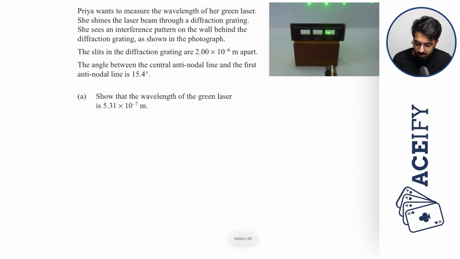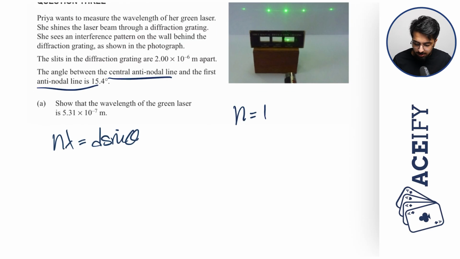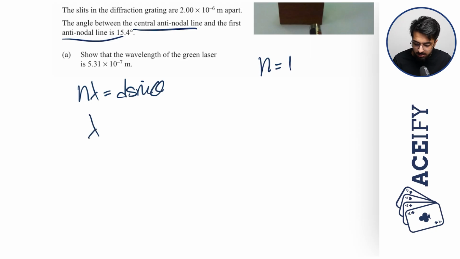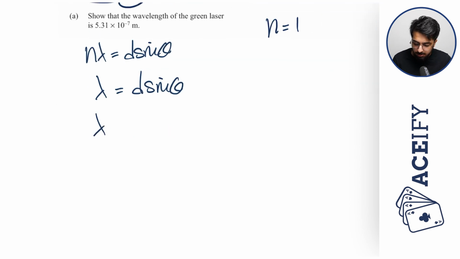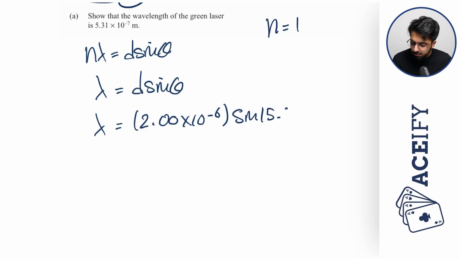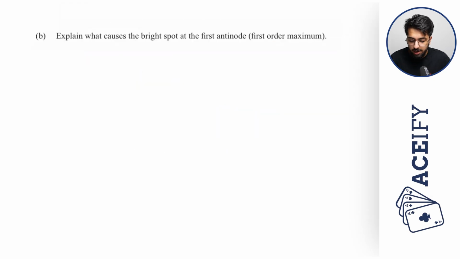Alright, so we'll use our trusty equation, n lambda is equal to d sine theta. We are measuring from the central antinodal line to the first antinodal line, and so our n value is equal to 1. And so therefore we can simplify this equation and say that lambda is equal to d sine theta. We are given our d value right here, and we are also given our angle, and so we can simply plug in our numbers. 2 times 10 to the negative 6 times sine 15.4 degrees. And this gives a wavelength of 5.31 times 10 to the negative 7 meters. There we go. Explain what causes the bright spot at the first antinode.